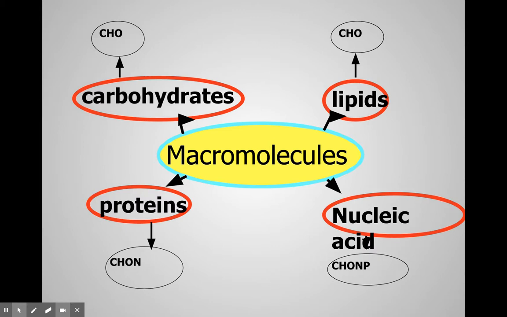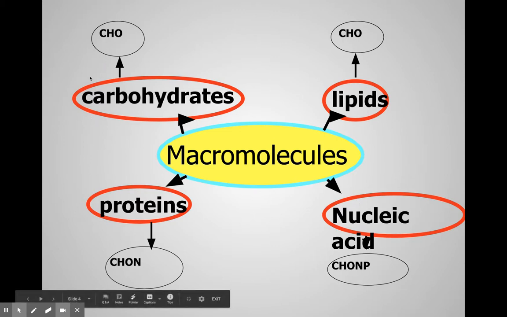So here's just kind of a little bit of an idea. We have macromolecules, that's our big picture. From that, we have 4 things: carbohydrates, lipids, nucleic acids, and proteins. And these out here are just telling you what they're composed of. Notice all of them have carbon. C is carbon. All of them have hydrogen, and all of them have oxygen. This one has nitrogen, and this one has nitrogen and phosphorus.